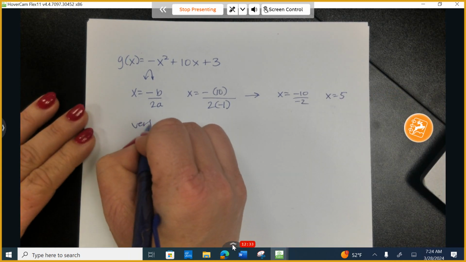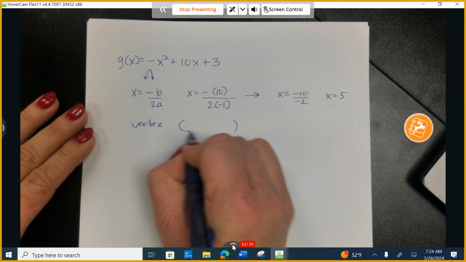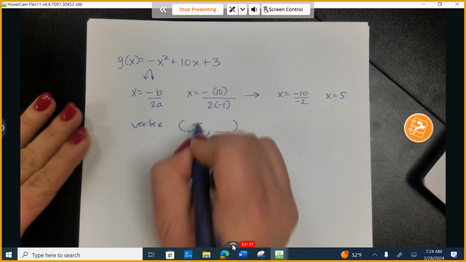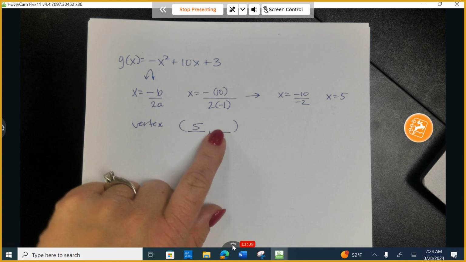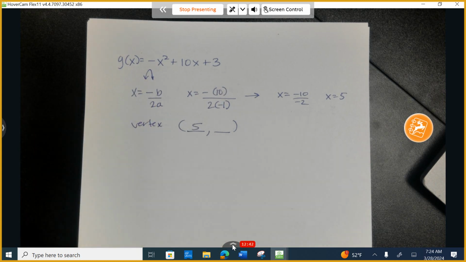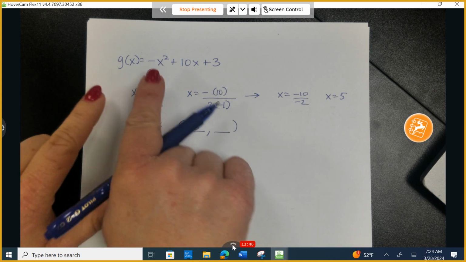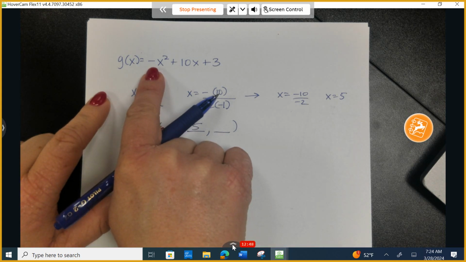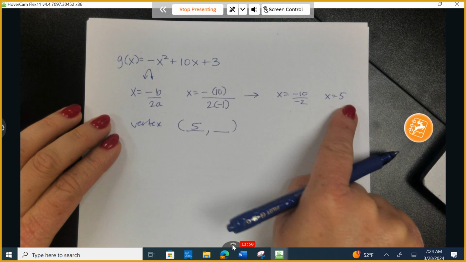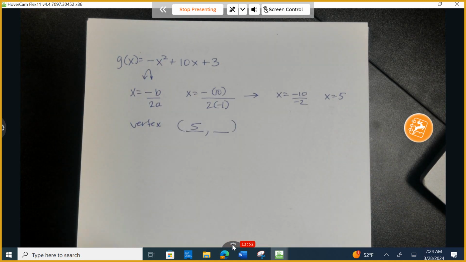So for the vertex, remember I need to have an ordered pair. My x is 5. Now how do I figure out the y? I come back up here and I need to do the math. Here's where a lot of people make mistakes. You ready? Mental math. I'm timing you. You have 30 seconds. And then when you get it done, check with your partner. Go ahead. Plug in 5 and get an answer.